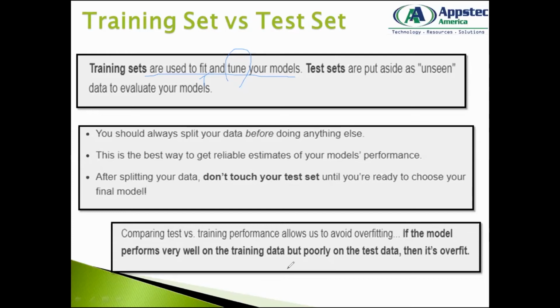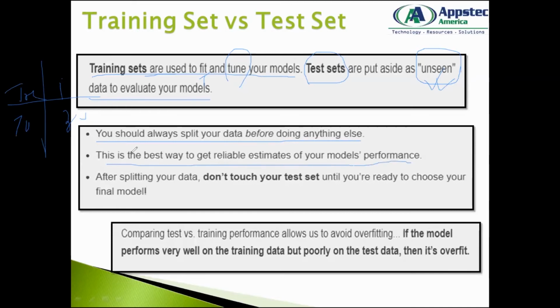Remember very clearly that whenever your test data is created, it is always unseen by the model, because when you train, your test data is never passed. That's completely discarded and isolated, so that I can then test on my unseen data to evaluate my model. Now, you should always split your data before doing any analysis. After your EDA is done, the next thing before you get into a machine learning model is to split your data into training and testing, which is 70:30. This is the best way to get reliable estimates of your model's performance. So you train and then you test. After splitting your data, don't touch your test data set until you are ready to choose your final model.